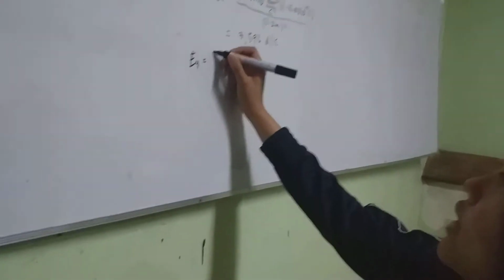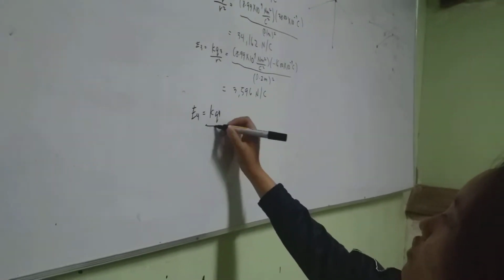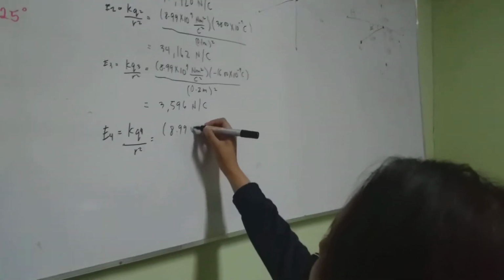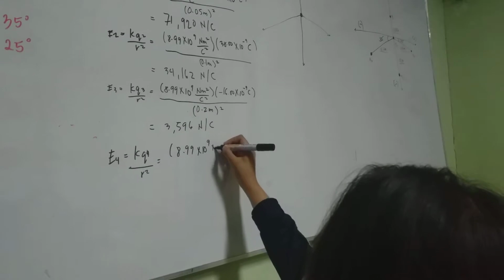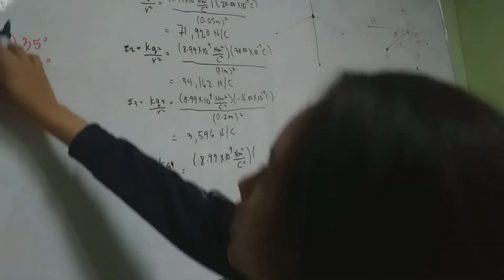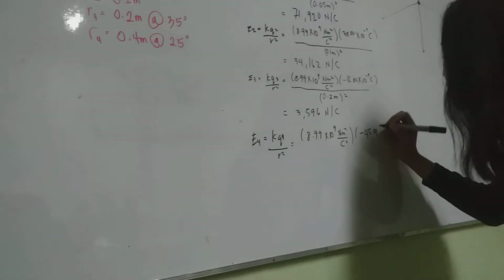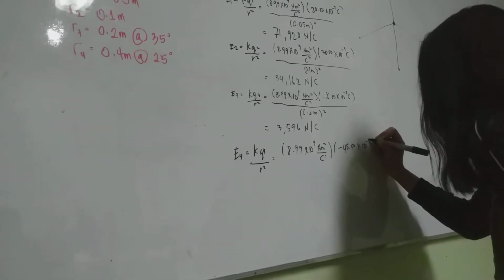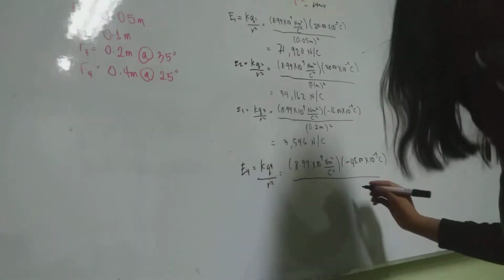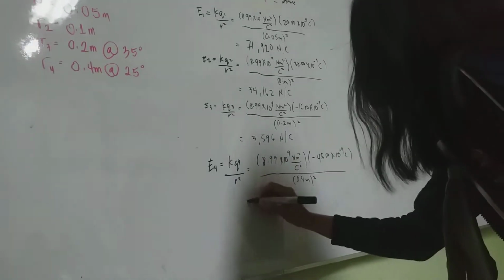And for the last one, E4 is equal to KQ4 over r squared, 8.99 times 10 to the power of 9 newton meter squared over coulomb squared, times Q4, which is negative 45 nanocoulomb, or times 10 to the power of negative 9 coulomb, over r squared, which is 0.4 meter squared.